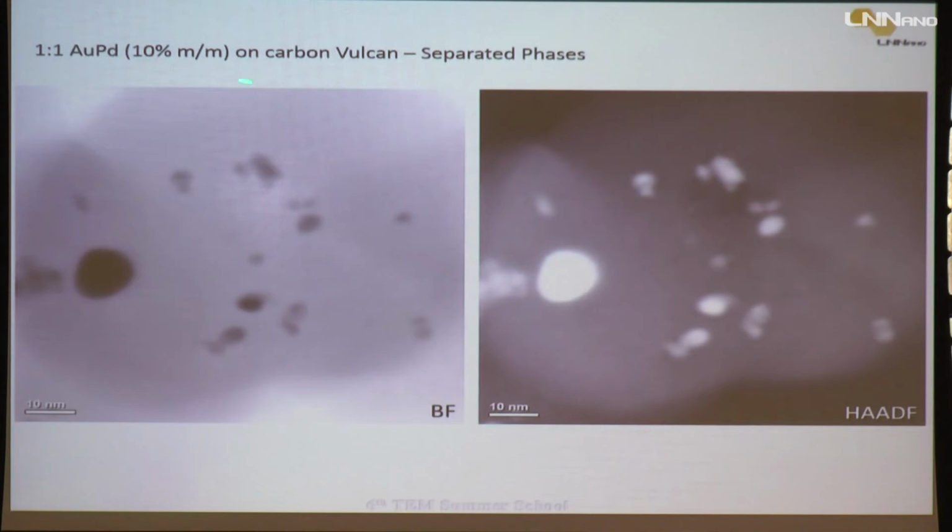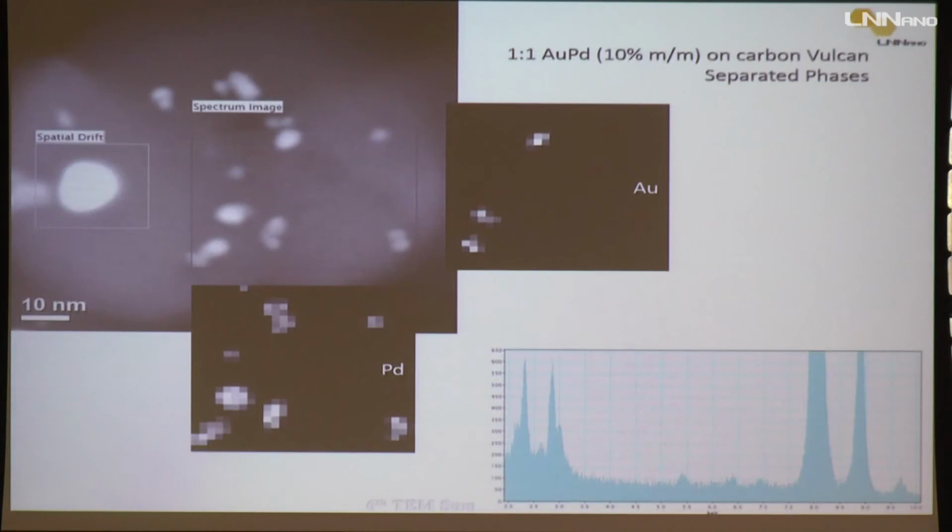Here is a very interesting example of one of my samples. It's a gold palladium material with separated phases. Here you have the particles in bright field and EDS. And if you go for the EDS mapping, here is the palladium L signal. Here is the gold L signal. This is the gold M signal, okay?